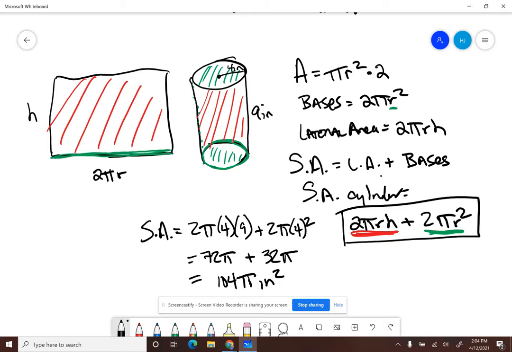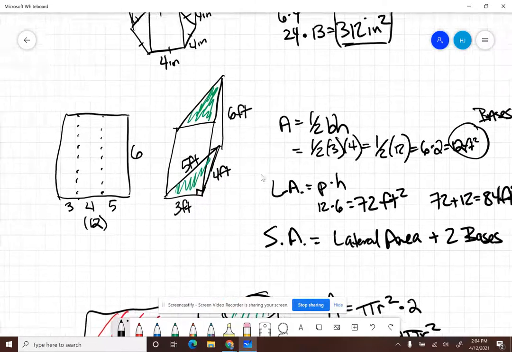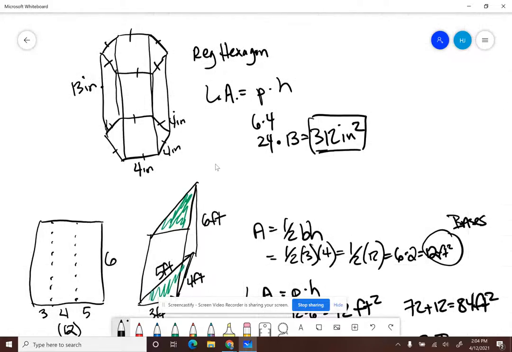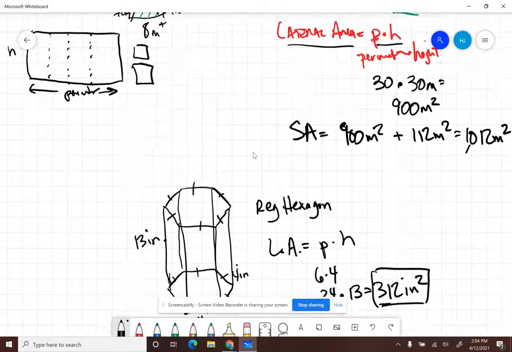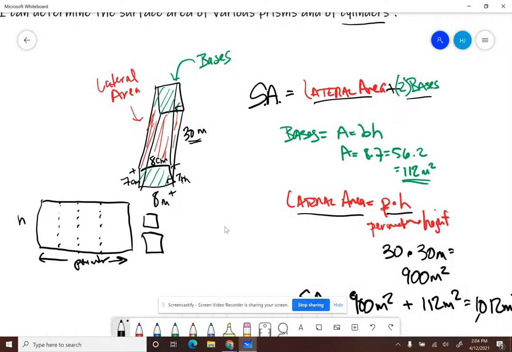So again, pretty simple as long as you've got those formulas. Again, surface area is lateral area plus the bases. In the case of a cylinder, here would be our formula for the cylinder. And then again, for a rectangle, I just want you to think about the fact that perimeter times height gives me my lateral area for most figures. Okay, so this right here is really, really important, as well as that formula for cylinders.